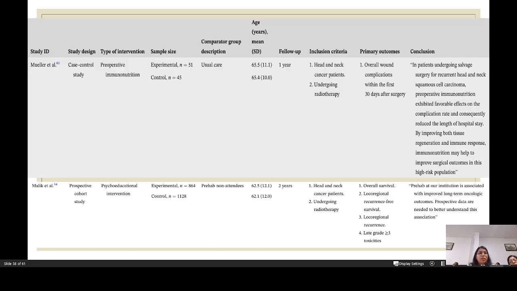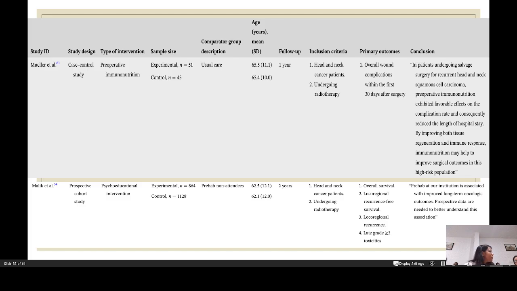Next is the Muller et al. That includes the preoperative immunonutrition, comparative group with the usual care, follow-up for 1 year, inclusion criteria head and neck cancer patients undergoing radiotherapy. Primary outcome was overall wound complication within the first 30 days after the surgery. In patients undergoing salvage surgery for recurrent head and neck SCC, preoperative immunonutrition exhibits a favorable effect on the complication rate and consequently reduces the length of hospital stay.